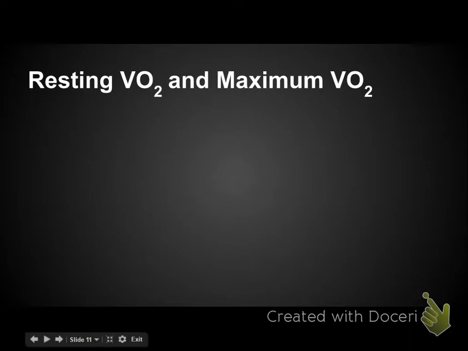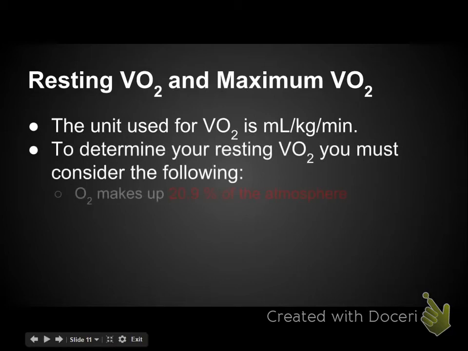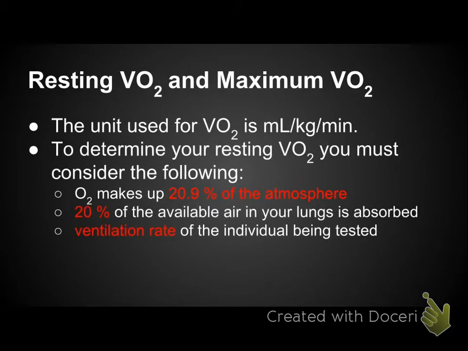The last thing for your lab that you're going to have to know for the later part of this week is what's called resting VO2 and maximum VO2. Just to really quickly go over this, because it will make more sense when we actually do the lab, your maximum or resting VO2 is really how much oxygen your body can take in, utilize for its exercise, and then have carbon dioxide come out from respiration. So it's really how fast you can process this oxygen.